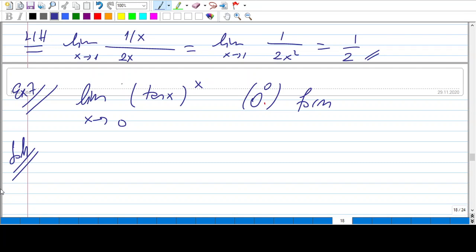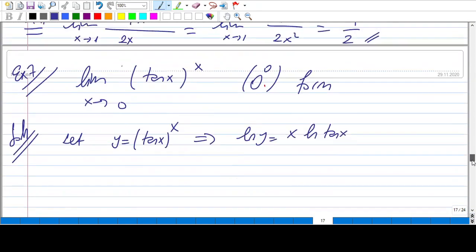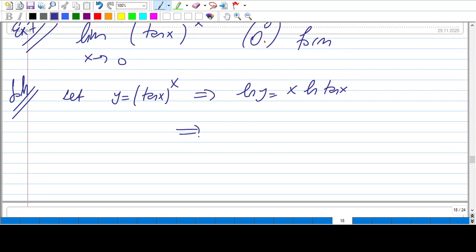We can apply y is equal to ln x, if you remember, or you can write e power directly, but I prefer to let y equal tangent x power x. Then ln y will be x times ln tangent x. Then I can take the limit of both sides to continue: limit as x goes to 0 of ln y equals limit as x goes to 0 of x times ln of tangent x.